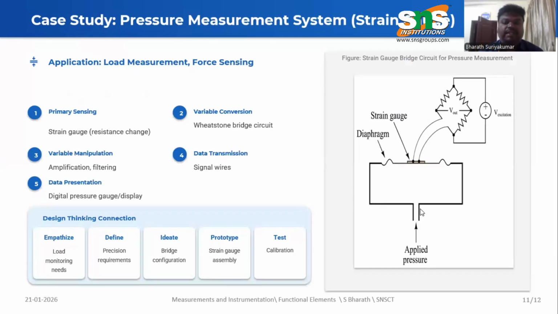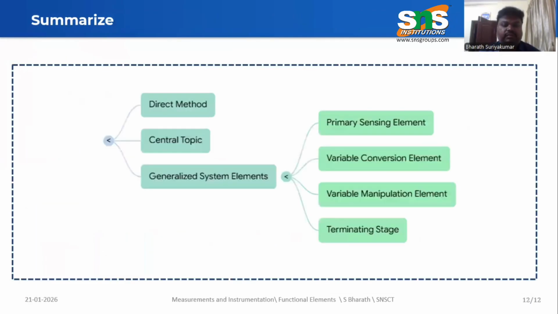The application is load measurement, force sensing. So primary sensing is done by a strain gauge. Variable conversion is a Wheatstone's bridge. Variable manipulation is amplification or filtering of the signal. Signal wires are used for transmission. A digital pressure gauge or digital displays are used.